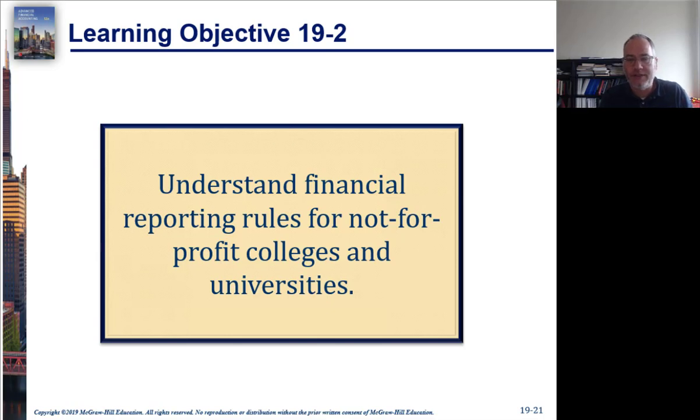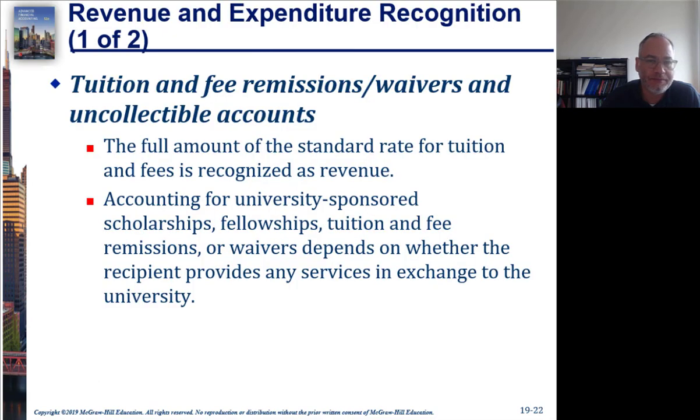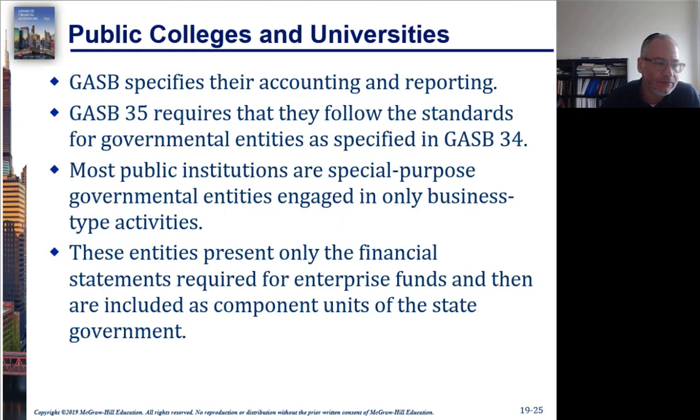Learning Objective 19-2 is to understand financial reporting rules for not-for-profit colleges and universities. And this can be a little confusing because there are a lot of different kinds of colleges and universities. And we'll talk in a moment about how those are going to be split up. In fact, let's skip over that right now. So for public colleges and universities, that's all going to follow GASB.